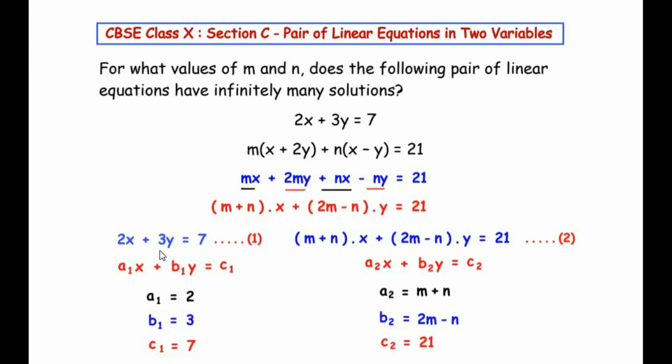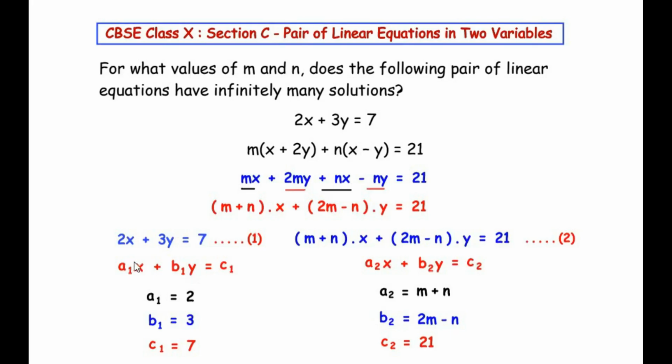Now let us consider this as equation 1 and this as equation 2. So here 2x plus 3y equal to 7 is equation 1, and the equation we got just now becomes equation 2. Now these two equations can be written in the general form as a1x plus b1y is equal to c1, and the second equation can be written as a2x plus b2y is equal to c2.